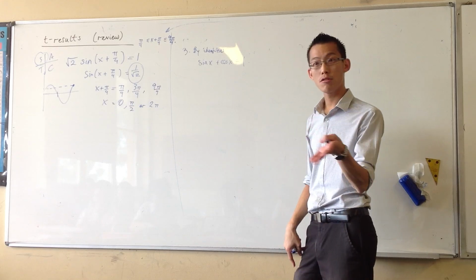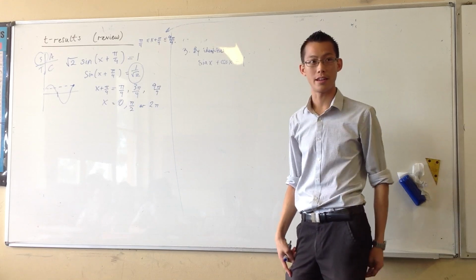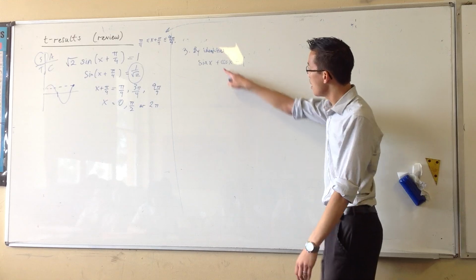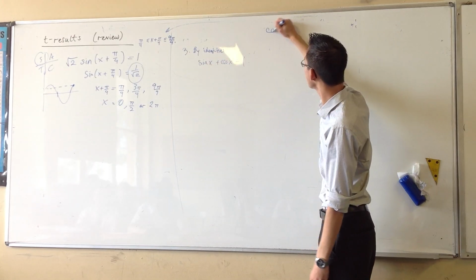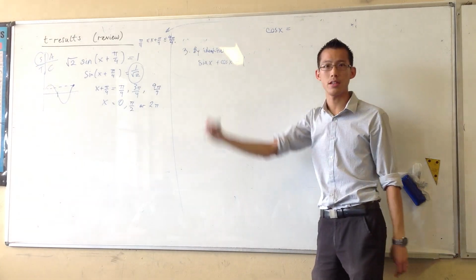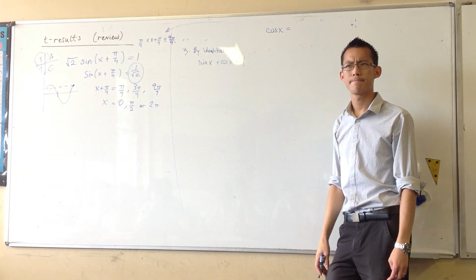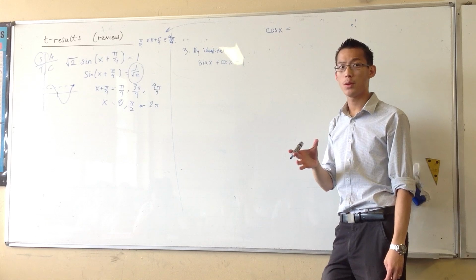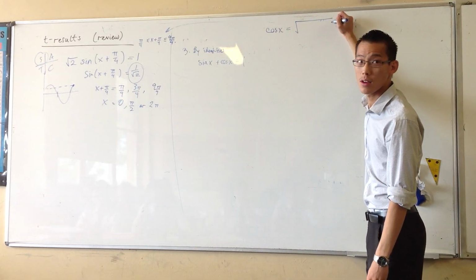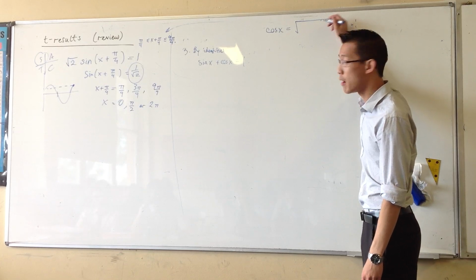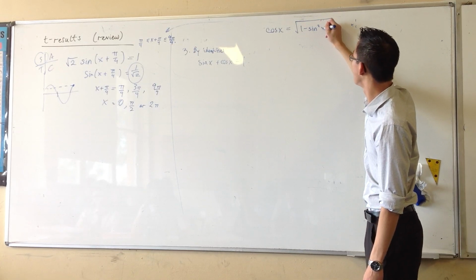Do you remember, based on the Pythagorean identity, sine squared plus cos squared, if I wanted to turn this cos into something in terms of sine, what could I turn it into? Do you remember? We used this when we were differentiating the inverse trig function. It starts with a square root, and what's underneath? 1 minus sine squared. Do you remember that?